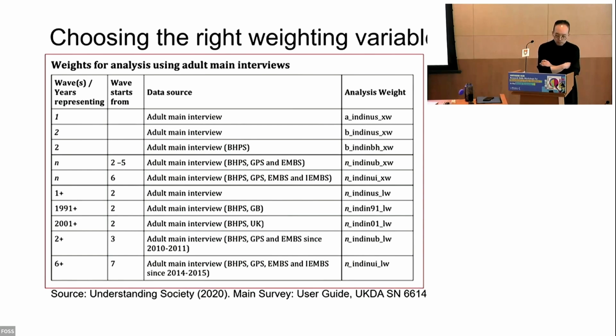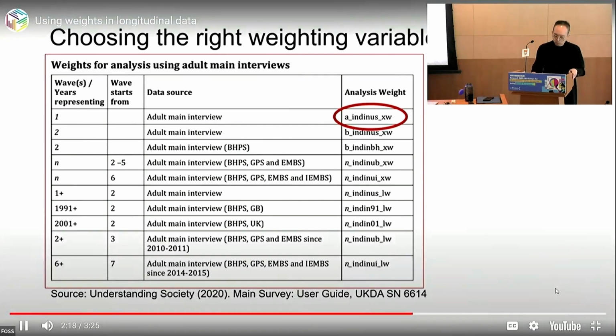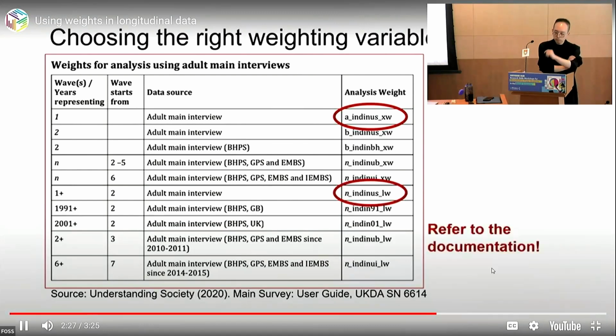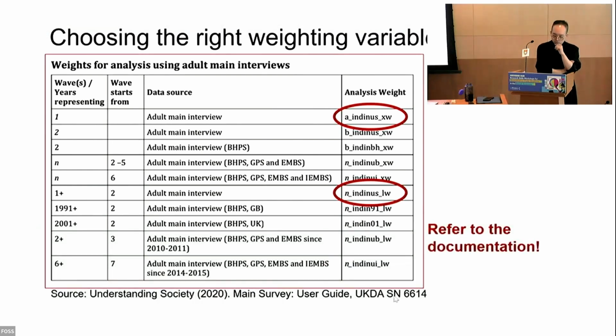If you are carrying out cross-sectional analysis, then you should select one of the variables that ends in XW. If you're doing longitudinal analysis, then select one of the variables that end in LW. This is where you should consult the documentation, as this will provide information on what each weighting variable is and will guide you to select the most appropriate weight to use for your particular analysis.